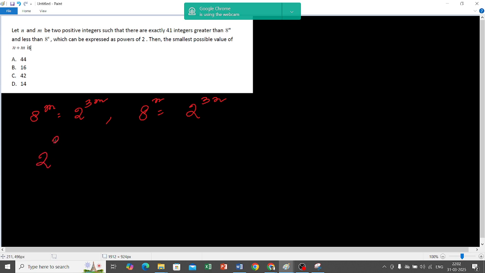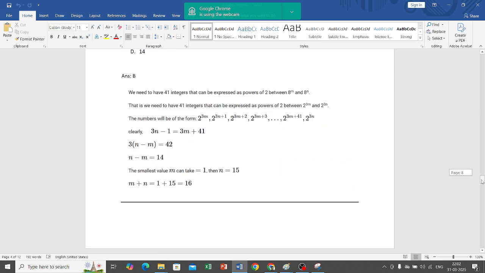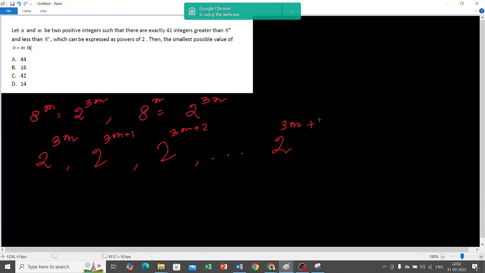Now in between, it says there are 41 pieces, meaning 2 to the power 3m, 2 to the power 3m plus 1, 2 to the power 3m plus 2, and so on. It will go on till 2 to the power 3n, right? 2 to the power 3m, then 2 to the power 3m plus 1, 3m plus 2, 41 items are given in between, and then comes 2 to the power 3n.